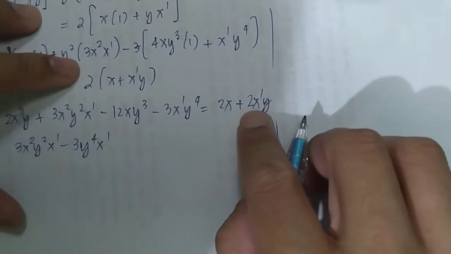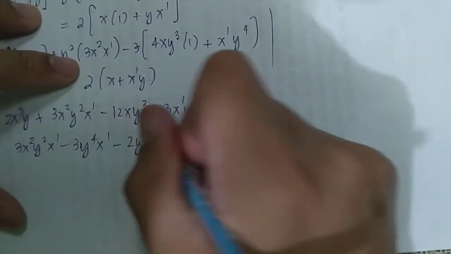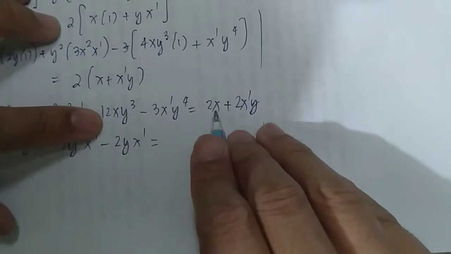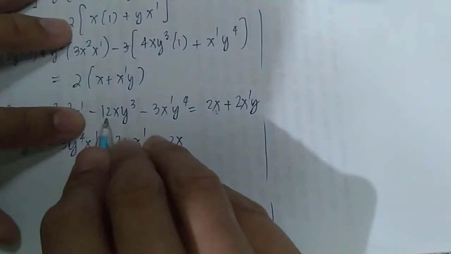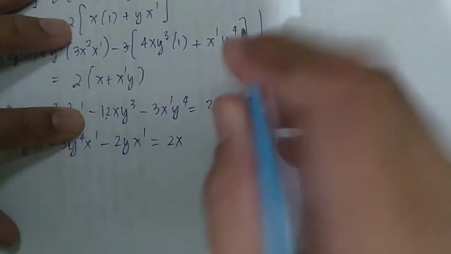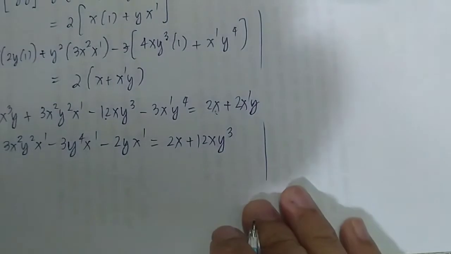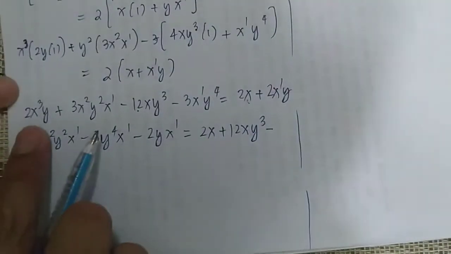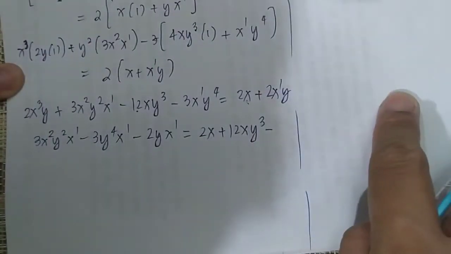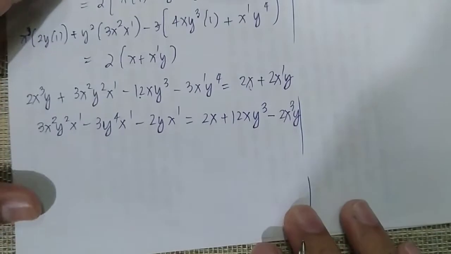And that 2x prime y transpose sa kaliwa, magiging negative 2y x prime equals walang x prime, so mananatili sa kanan. This negative 12xy cubed, walang x prime, so transpose sa kanan, it becomes positive 12xy cubed. And then this negative, because this is positive, ta-transpose natin sa kaliwa, kanan, magiging 2x cubed y.